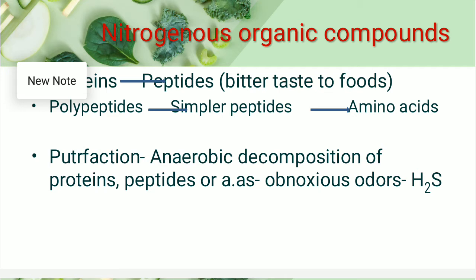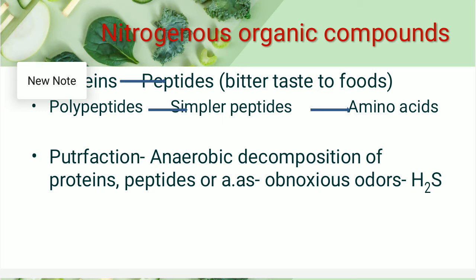We have also heard of the process of putrefaction, right? The spelling is wrong there. So, anaerobic decomposition of proteins, peptides, or the amino acids, whichever has been reduced, may result in the production of a very obnoxious odor. And this process is called putrefaction. The E is missing next to R, please add it there. These will produce hydrogen sulfide. That is why this obnoxious smell, that H2S smell, will be there.